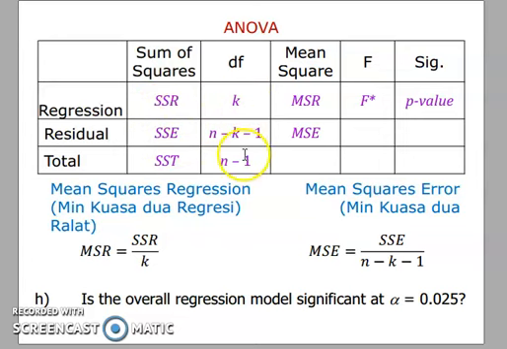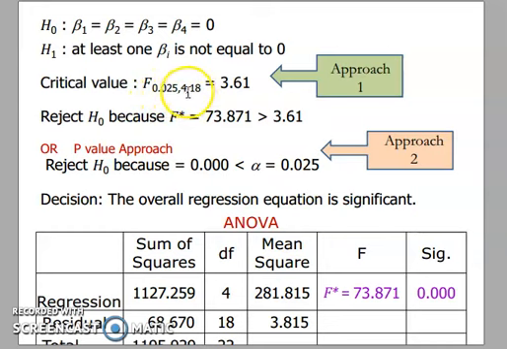And then the critical value is going to be F alpha level 0.025, 4, and 18. Here 4 because K, the number of regressors or independent variables, is 4, and 18 is N minus K minus 1. So basically this is N minus the number of population parameters including the intercept. So 23 minus 5 is 18. So you have the critical value from the F table, 3.61. So this is the first approach.